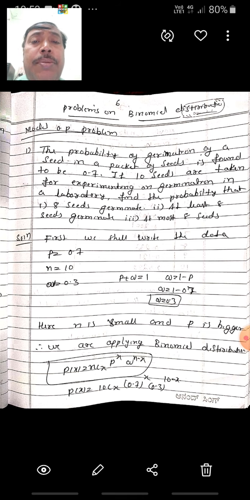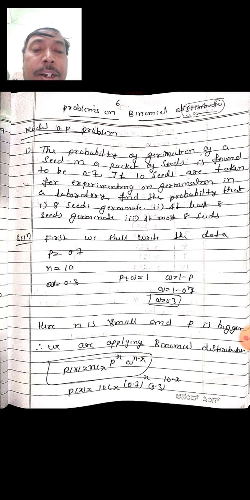When the problem is given, first you should write the data. What is given here? P is 0.7, n is 10. Once you know the p value, you can write q, because always p plus q is equal to 1. If p is 0.7, then automatically q is 0.3. Because p plus q is equal to 1, therefore q is equal to 1 minus p, 1 minus 0.7, so q is equal to 0.3.